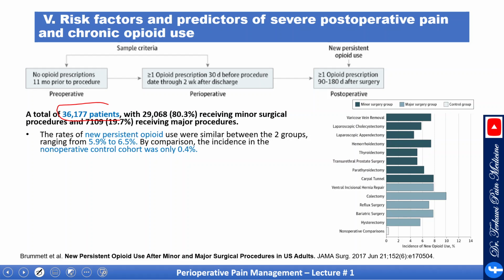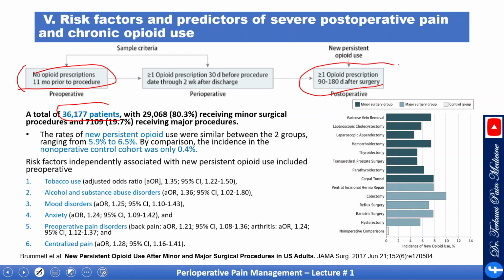They looked at patients who had minor surgery and major surgery, and the inclusion criterion was that they did not have an opioid prescription in the 11 months before the procedure. Then perioperatively, if they had more than one opioid prescription from 30 days before the procedure through 2 weeks after discharge. And they followed these people up to 180 days after surgery, and looked at whether there was any prescribed opioid for them.